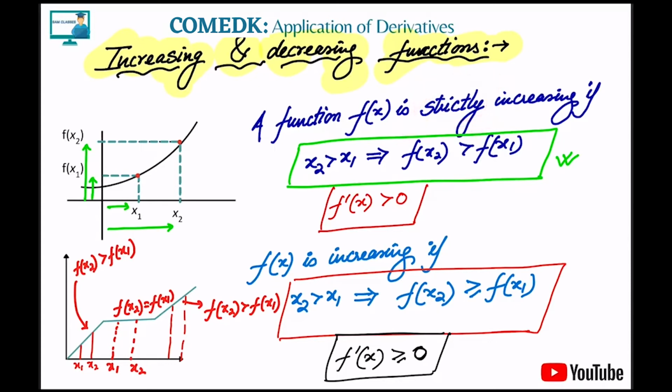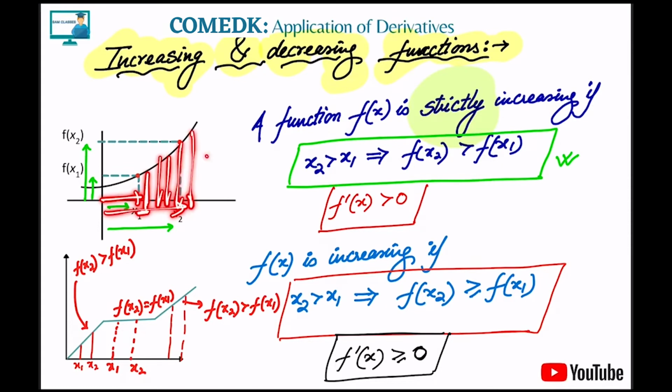A lot of students don't highlight this word, strictly. Why have I highlighted it? Strictly means always increasing, never constant. When a function is always increasing, in that case it is known as strictly increasing. So in strictly increasing, whatever the value of x, the moment you increase it even by a smaller amount, y will increase. It will never be constant.